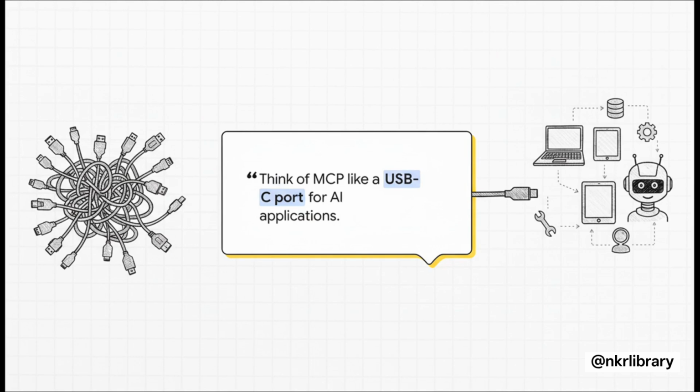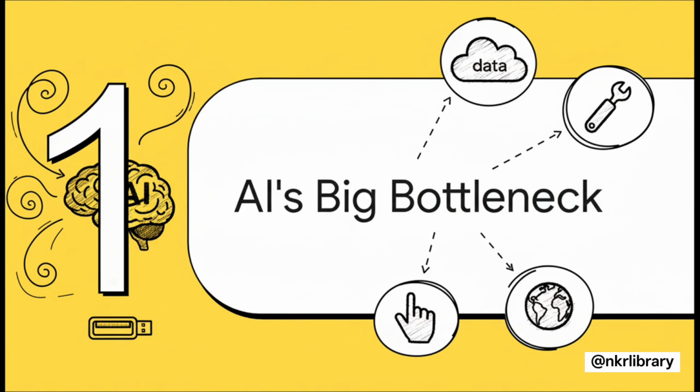You know that drawer full of tangled, messy cables we all used to have for every single device? USB-C came along and fixed all that with one universal standard. Well, MCP is trying to do the exact same thing, but for connecting our AI models to all our apps and data. So why do we even need a USB-C for AI? I mean, what's the big deal?